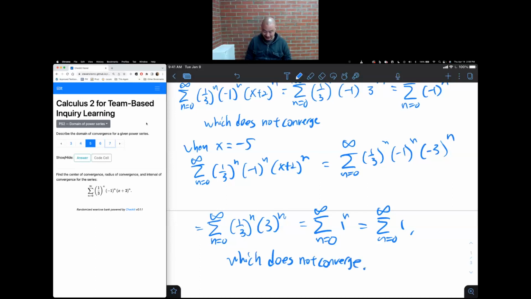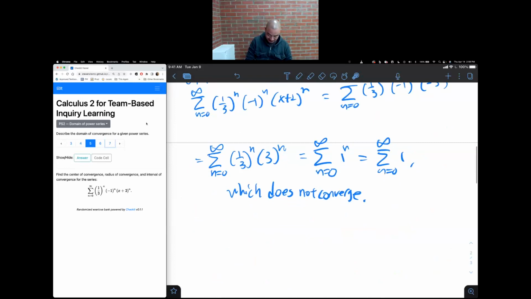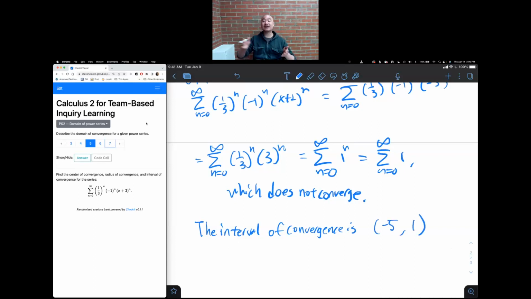So all we're left with is everything from -2 up to 1, but not including 1, and from -2 all the way down to -5, but not including -5. That tells us exactly the interval of convergence: the open interval from -5 to 1, not including -5 and not including 1, but everything in between.